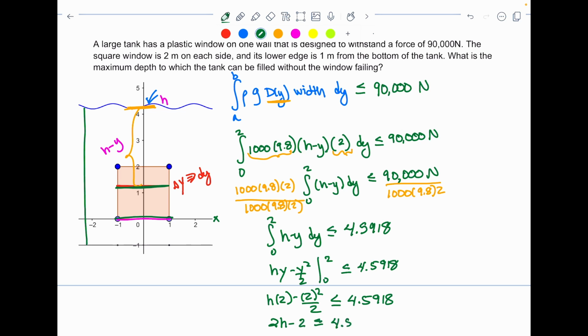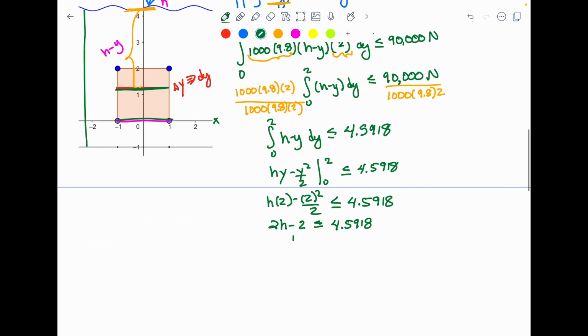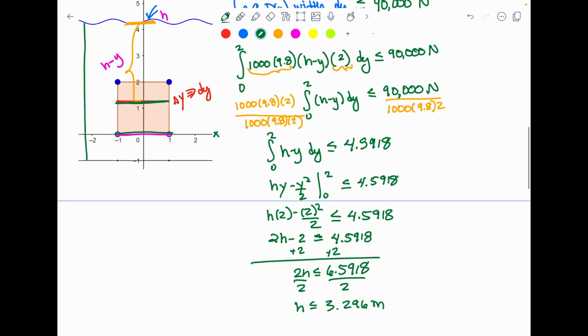When I plug in 2 for y, I end up with 2h minus 2 is less than or equal to 4.5918. I'm going to add 2 to both sides, and I get 2h is less than or equal to 6.5918. And then when I divide both sides by 2, I get h has to be less than or equal to 3.296 meters.